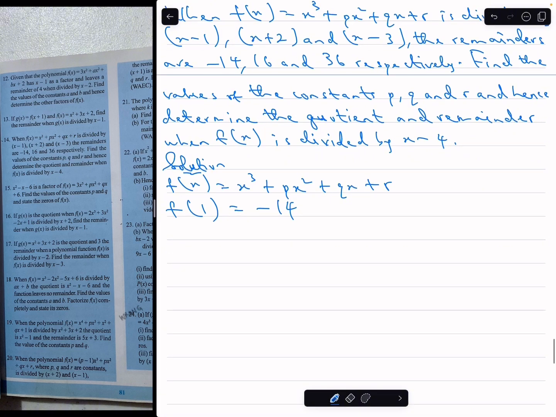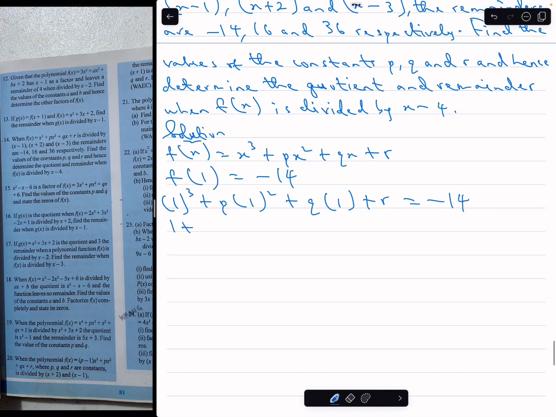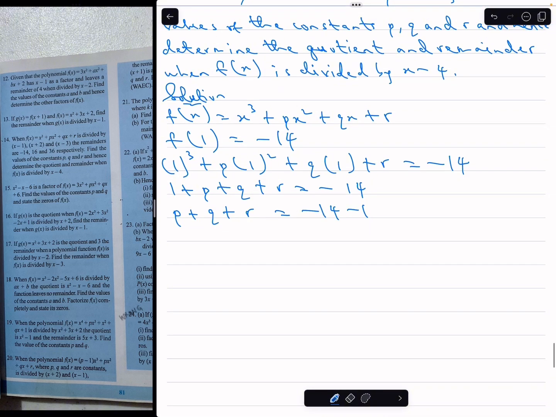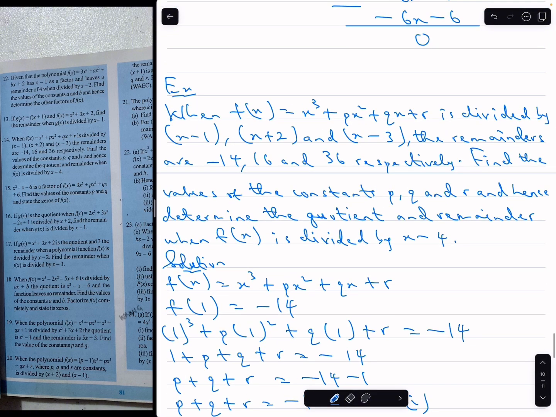And what is f of 1? F of 1 means 1 raised to the power 3 plus p times the square of 1 plus q times 1 plus r, and that will be equal to minus 14, which means 1 plus p plus q plus r equals minus 14. And that means p plus q plus r equals minus 14 minus 1, which means p plus q plus r equals minus 15. We can call that equation 1.